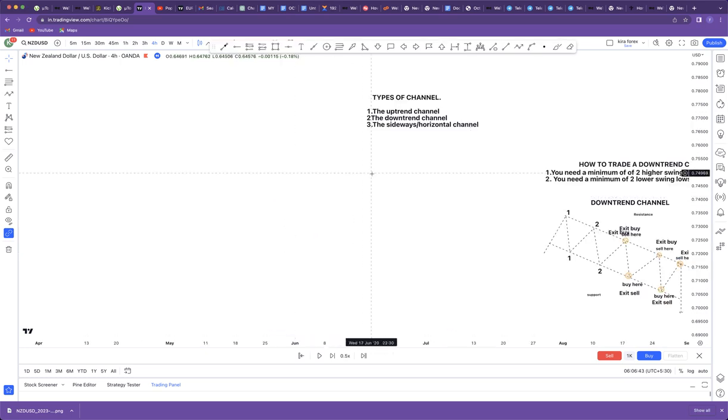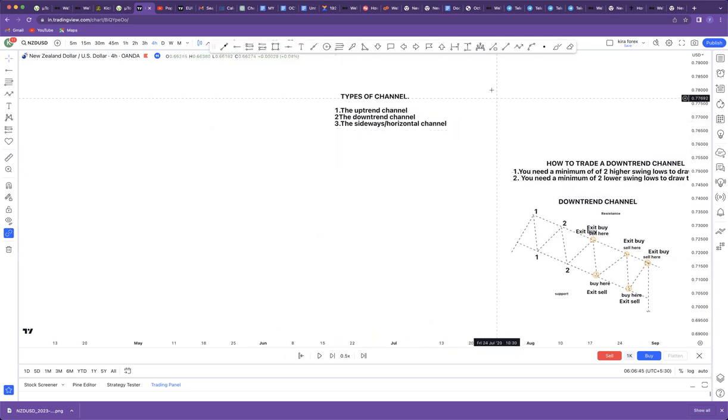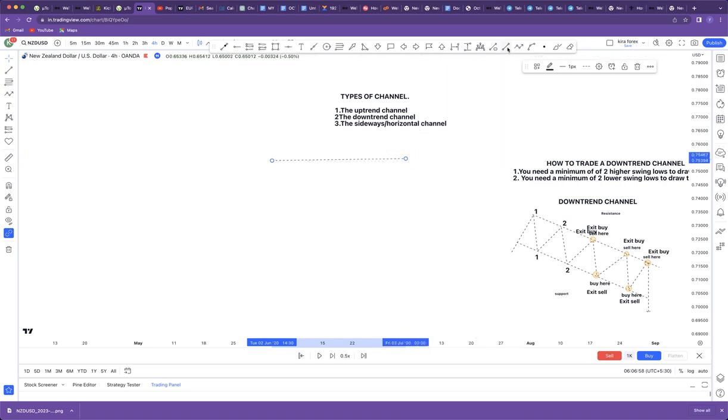So now let's look at the sideways or horizontal channel, because we are done with the uptrend channel and the downtrend channel. Now we are moving to the sideways or the horizontal channel. Now the sideways channel or horizontal channel is a little bit different from the uptrend and downtrend channels, because with the uptrend and downtrend channels, you will require 2 points to draw trend lines and wait for price to touch them later before you take a trade, because the trend lines are at an angle.